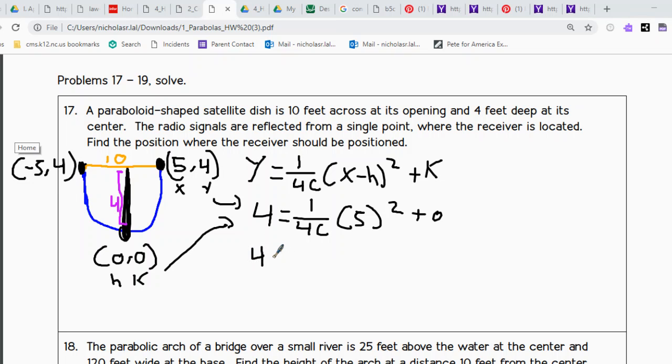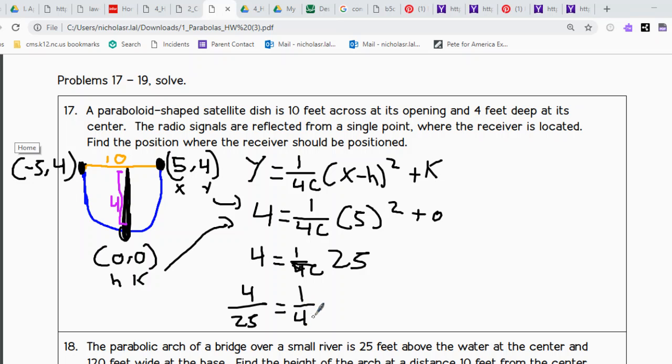That means 4 is equal to 25 over 4c, or 1 over 4c times 25. Divide each side by, or sorry, divide each side by 25. That's better. So now we have 4 over 25 equals 1 over 4c.